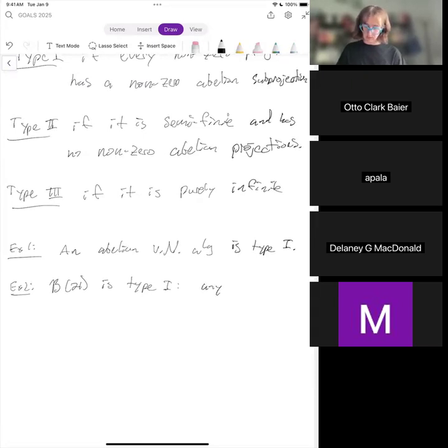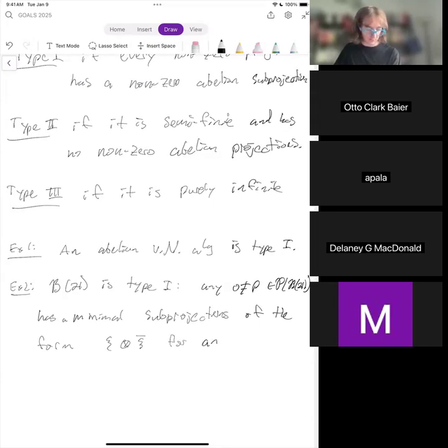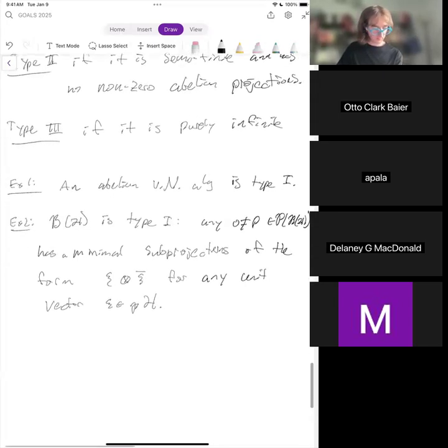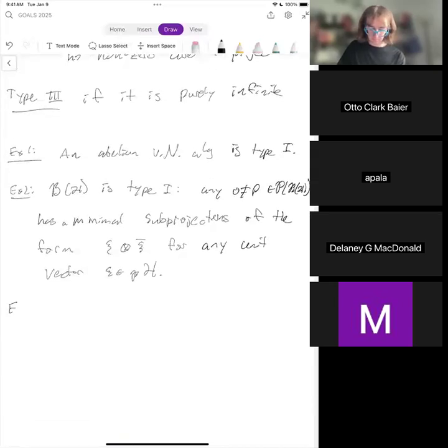is that any non-zero projection has a minimal, hence abelian, subprojection of the form C tensor conjugate, for any unit vector, in P of H.